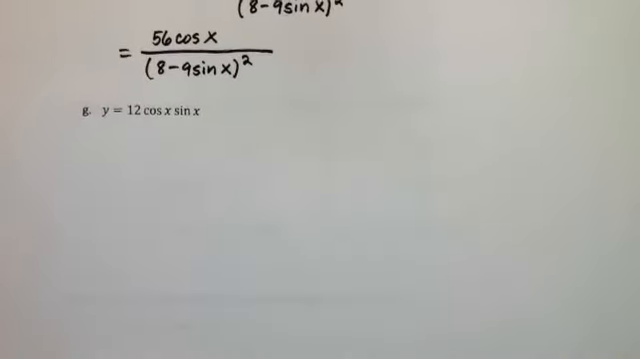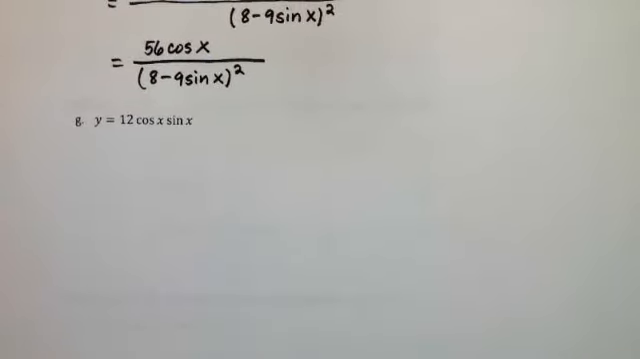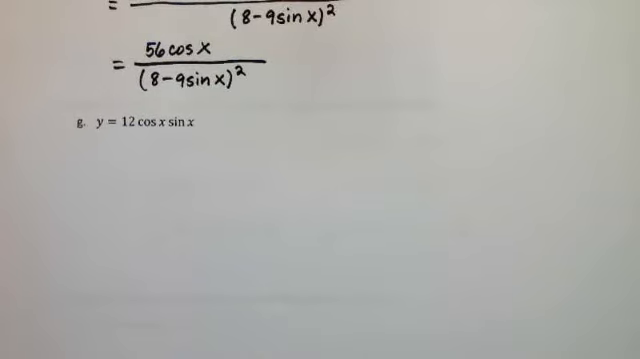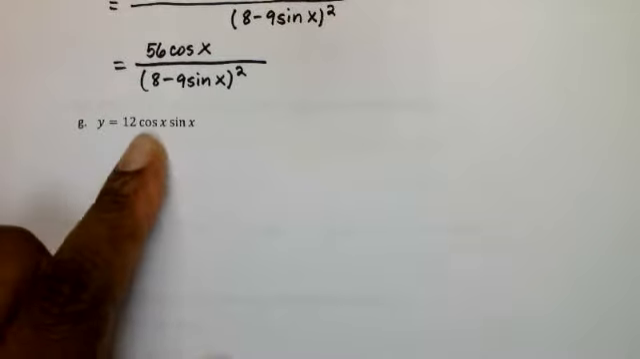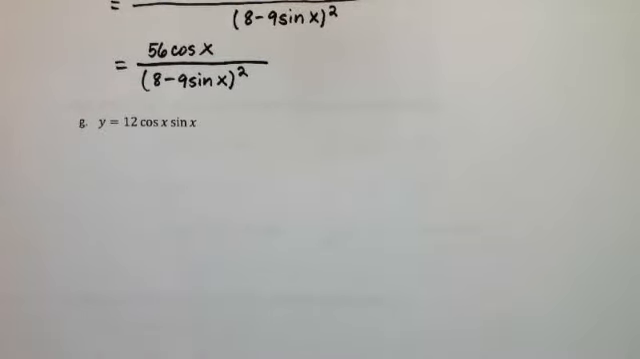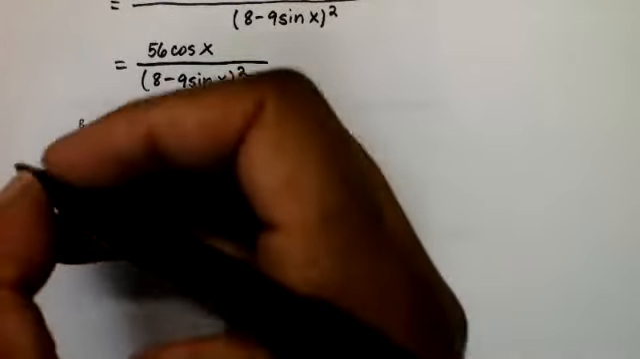All right, now part G. Here we got y equals 12 cosine x sine of x. And we'll want to find this derivative. Well, cosine x times sine of x, that tells me I need to use the product rule here.